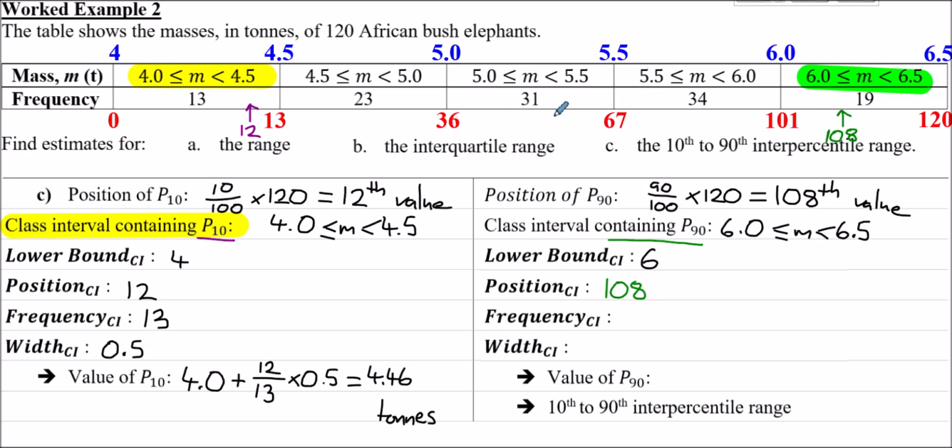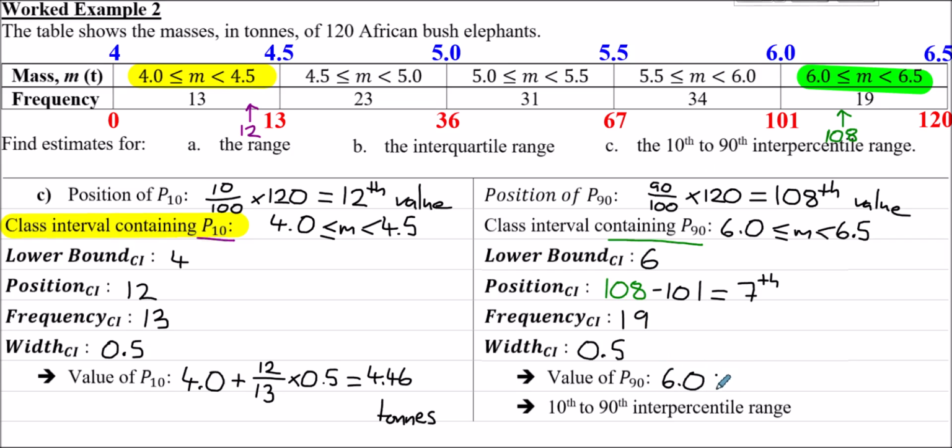So 108 minus 101 gives us 7. In other words, the 90th percentile is the 7th value within this class interval. The frequency of this class, we can see it's 19, and the class width, as with all of them, is 0.5. So we now have all the ingredients to calculate the 90th percentile, and therefore the 10th to 90th interpercentile range. So P90, we start at the lower boundary of this class interval, so start at 6.0.